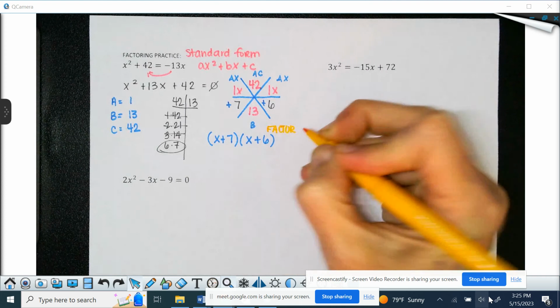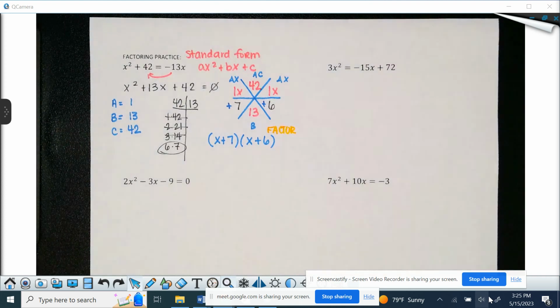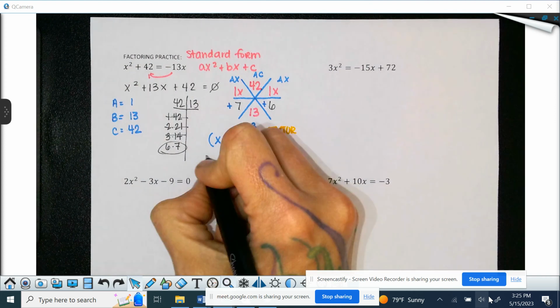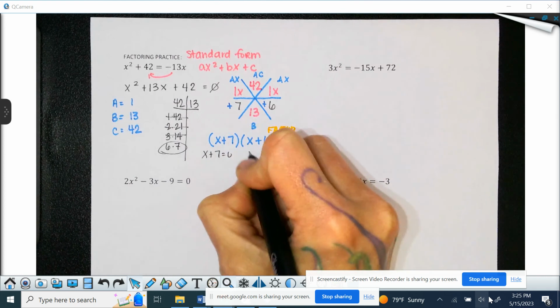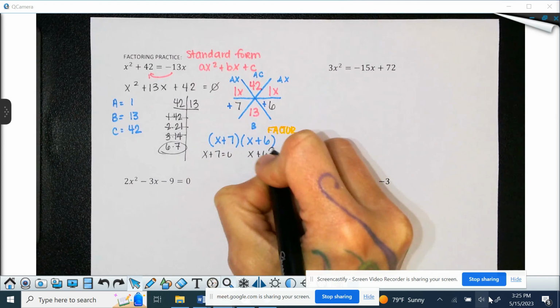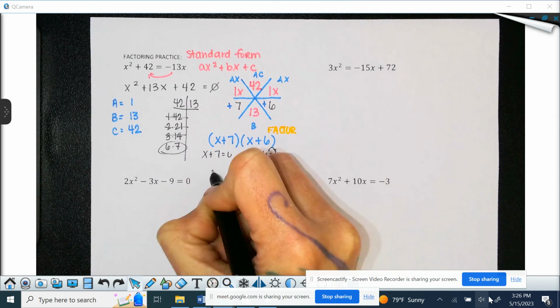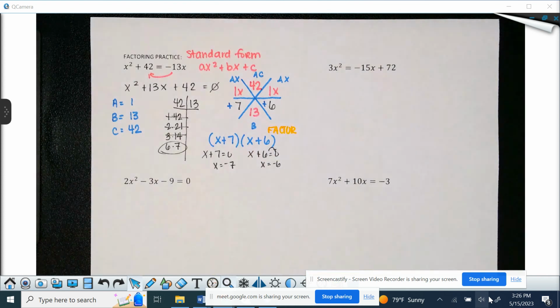If it says to solve, does anybody remember what you do to solve? We're not going to do it today. Set it equal to 0, each one of them. So x plus 7 equals 0, x plus 6 equals 0. And then just solve for those x-intercepts. That's going to be a negative 6 x-intercept and a negative 7 x-intercept. X-intercept, root, solutions, zeros. Again, just trying to make sure we remember those vocabulary words.